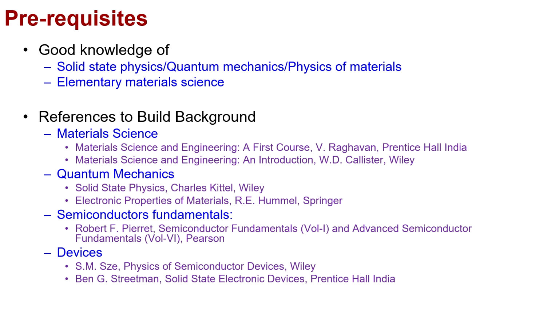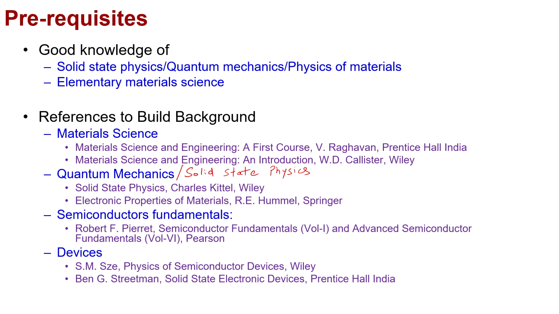The second important category is books on quantum mechanics, or you can say solid state physics. The first one is Solid State Physics by Charles Kittel, which is published by Wiley. It is a very, very popular book. The second book is Electronic Properties of Materials by R.E. Hummel, which is published by Springer.